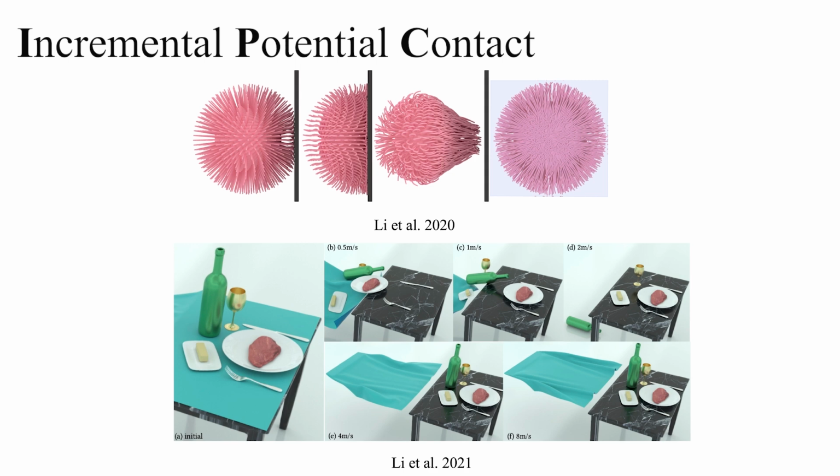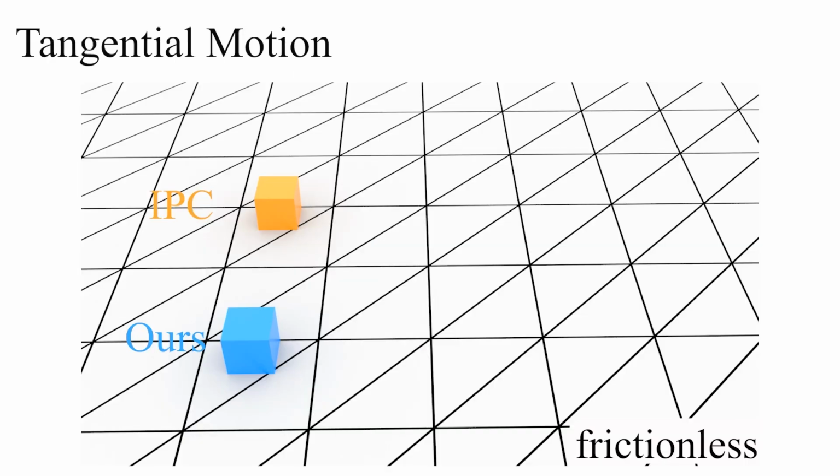However, there are still limitations with existing formulations that demand further investigation. In this example, a deformable cube is pressed down onto a frictionless surface and subjected to a constant horizontal force. Whereas the cube should remain in motion, IPC generates spurious tangential forces that slow down and ultimately stop the cube.